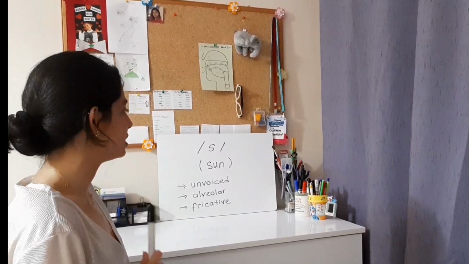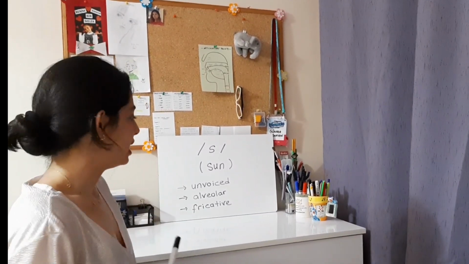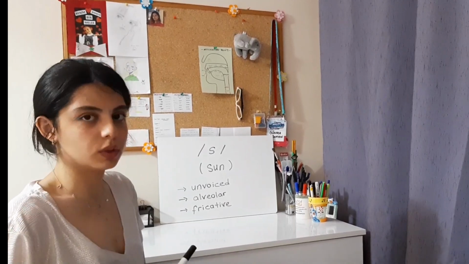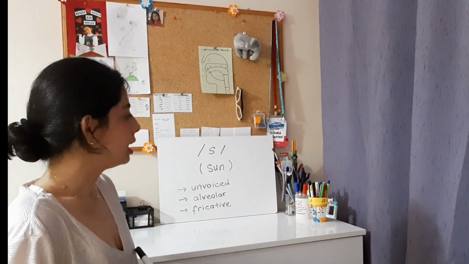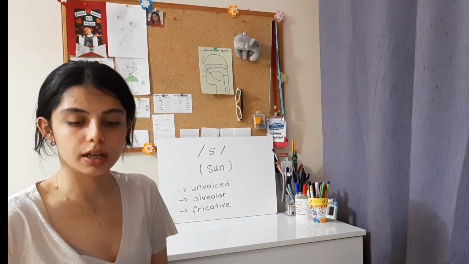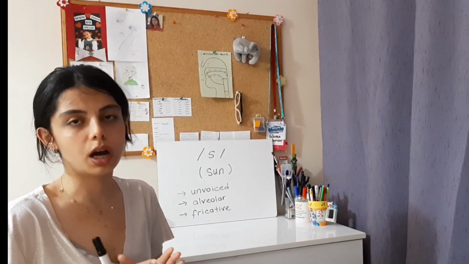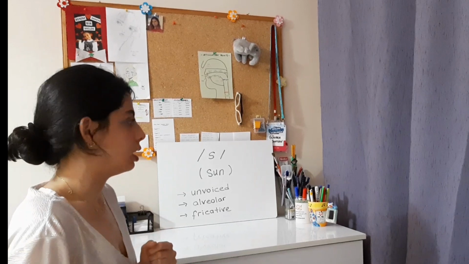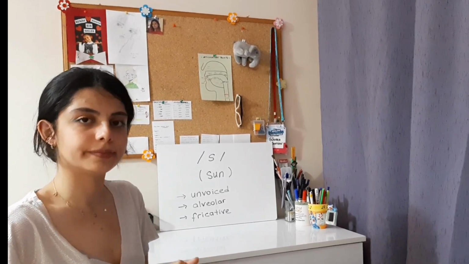Our next consonant is s, as in sun. It's unvoiced because when we say s, our throat isn't vibrating. Its place of articulation is alveolar because the tip of the tongue is used close to the alveolar ridge. Its manner of articulation is fricative.